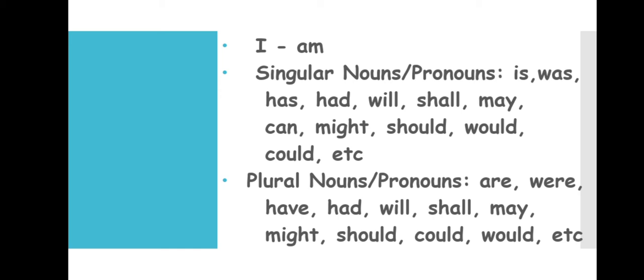So mainly verbs are action words or doing words, and verbs are of two kinds. Main verbs, where the main action is done by the subject, and the second one is helping verbs. Helping verbs help the main verbs, and you have to keep these points in mind: am we use with I. If there is one person, that is if the subject is singular, we use these helping verbs, that is, was, has, had, will, shall, may, can, might, should, would, could, etc. And if the subject is plural, then we use are, were, have, had, will, shall, may, might, should, could, would, etc.